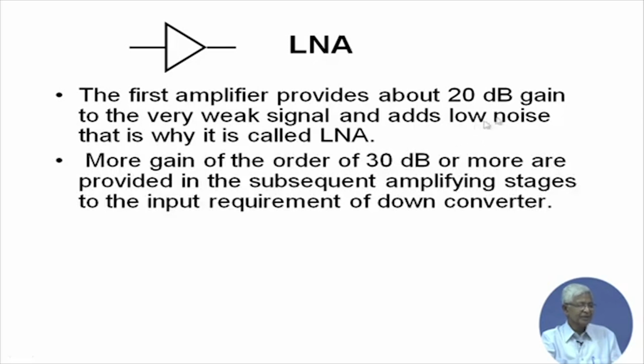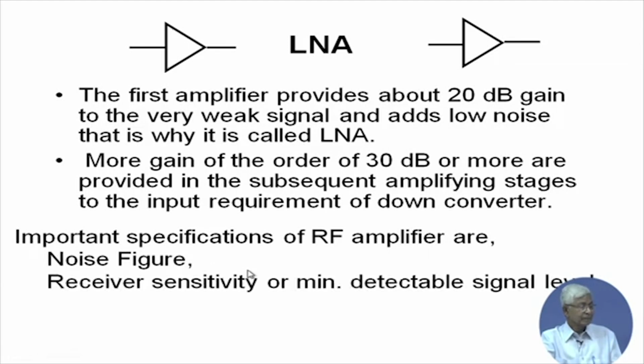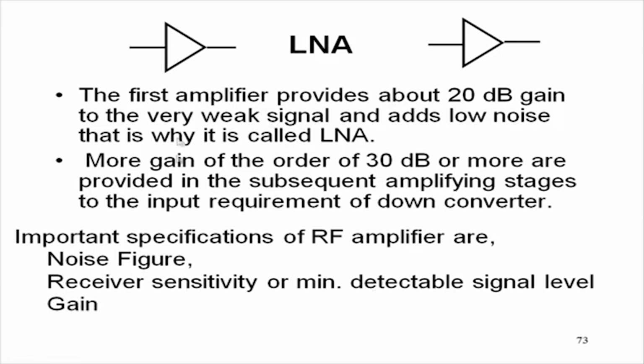So, we have to put additional gain, of the order of 30 dB or more, provided by subsequent amplifier stages to reach the input requirement of the down converter. There will be a down converter after this. The input requirement of the down converter needs a certain level, so therefore, you have to put more amplifiers, and typical specifications for these amplifiers are noise figure, we will discuss that one later, receiver sensitivity, that is minimum detectable signal level at the input, the gain and the dynamic range. There may be many more specifications, but these are certain important specifications of this LNA and subsequent RF amplifiers.